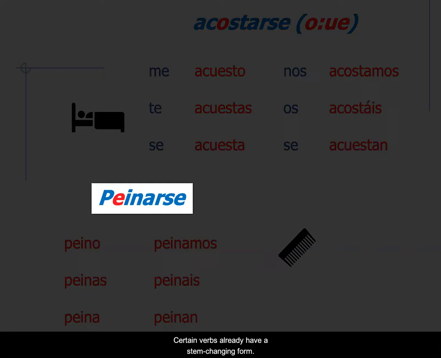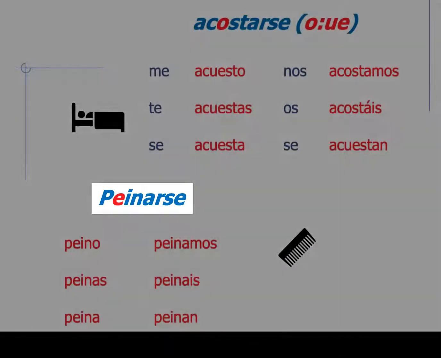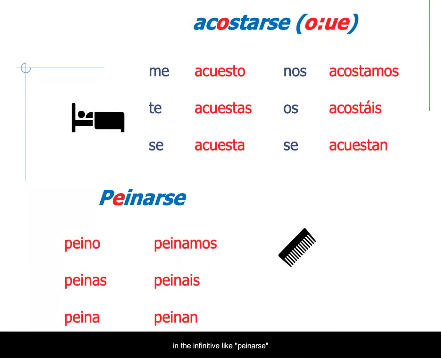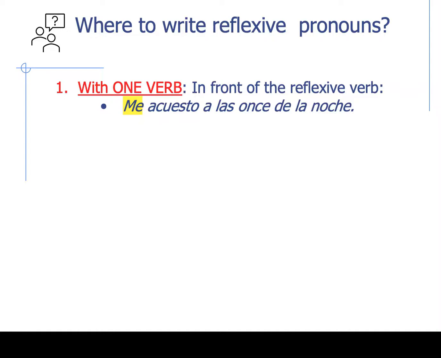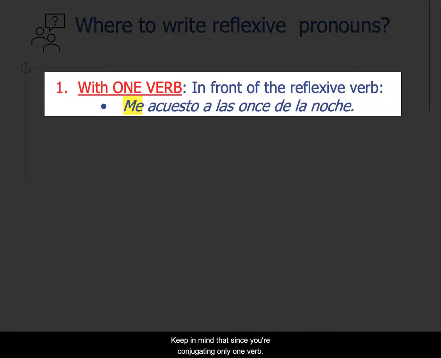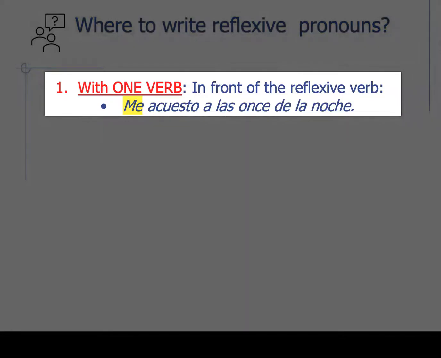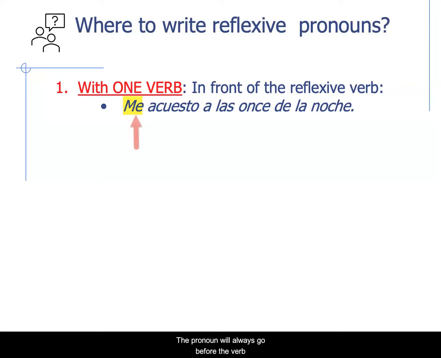Certain verbs already have a stem-changing form in the infinitive, like peinarse, to comb one's hair. Me peino. Where to write reflexive pronouns? Keep in mind that since you are conjugating only one verb, the pronoun will always go before the verb. Me acuesto a las 11 de la noche. I go to bed at 11 p.m.